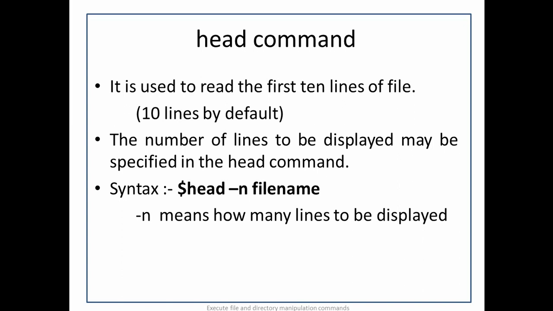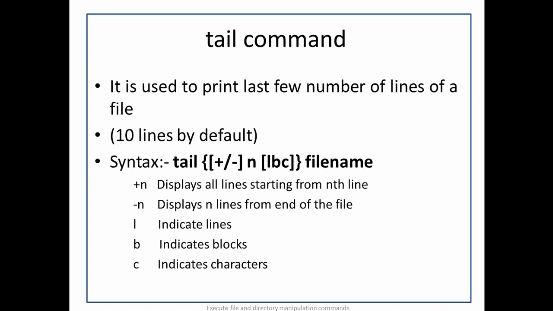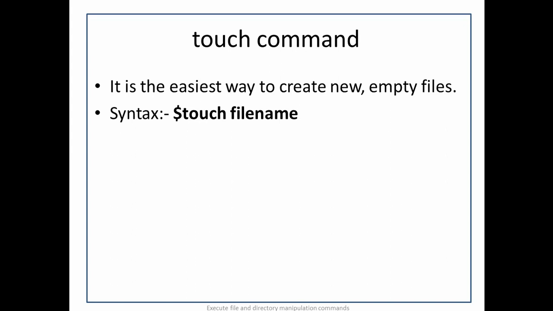Head command. It is used to read the first 10 lines of the file. By default, 10 lines will be displayed. The number of lines to be displayed may be specified in the head command. The -n option will show how many lines are to be displayed. Tail command. It is used to print the last few lines of the file. By default, the last 10 lines will be displayed. The syntax is tail +n or -n file name. +n will display all the lines starting from the nth line, and -n will display the n lines from the end of the file. These are the 3 other options.